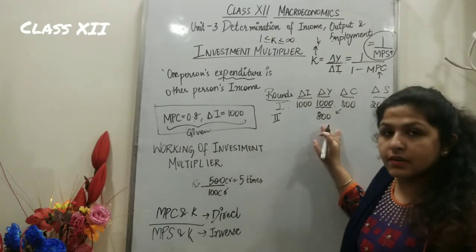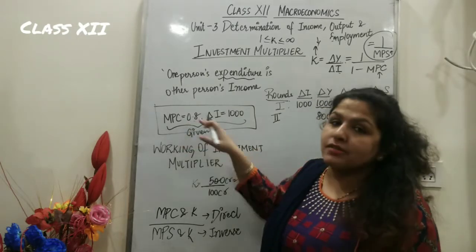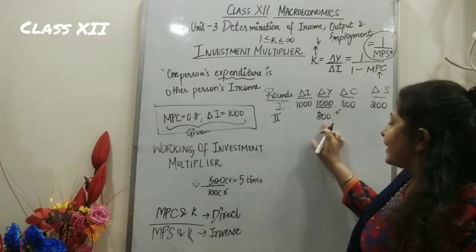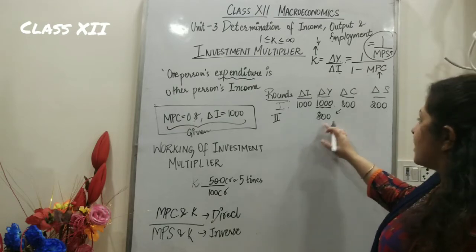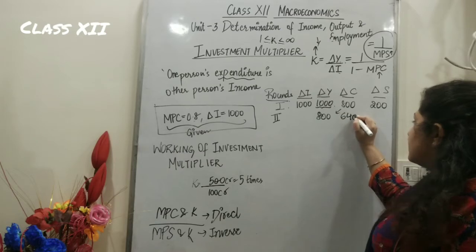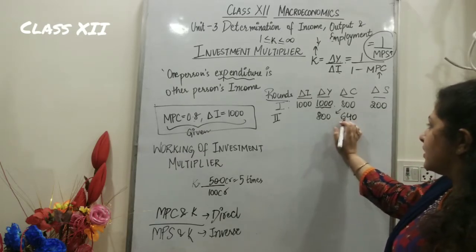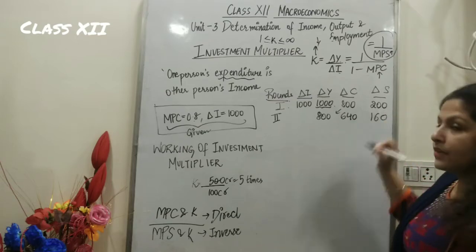Now what will this person do? He will consume his 80% of the change in income. वो अपना 80% जो है वो consume कर लेगा. That is 80% of 800 will be 640. He will consume, and the remaining, subtract this change in income minus change in consumption. That is 160. He will save.